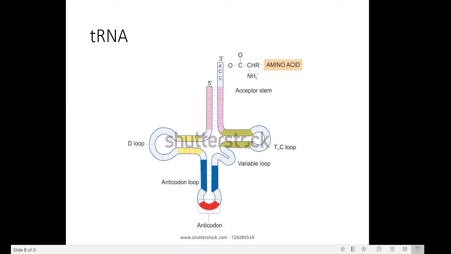Then the variable loop. It is the in-between loop, the anticodon. This is a very, very important region. It alone interacts with our sequence and produces our specific proteins. This is called the anticodon loop. This region is the anticodon. The amino acids present specifically in this region interact specifically with the DNA sequence.